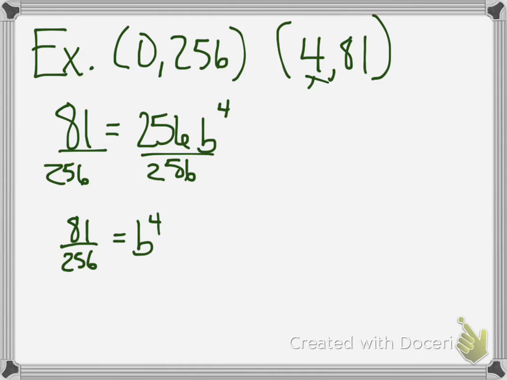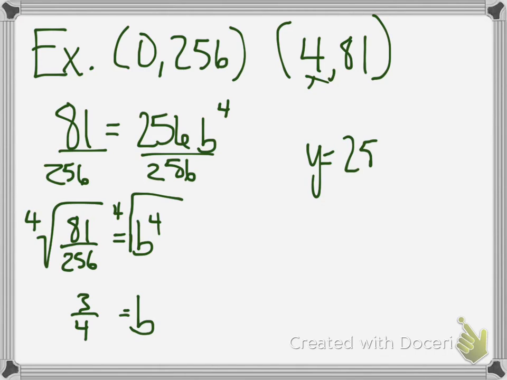Okay, so the opposite of raising to the fourth power would be the fourth root. So do the fourth root, and it will tell you that it's 3/4. So then my final answer is y is equal to 256 times 3/4 raised to the x power. Pretty simple, right? Let me do one more example, I guess.